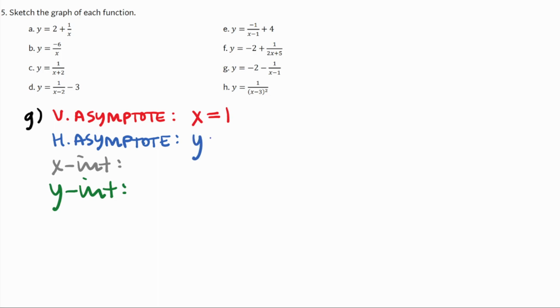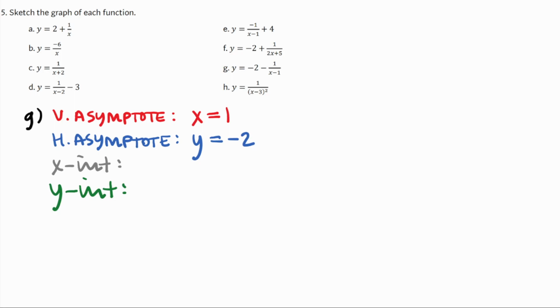Horizontal asymptote, as usual: what is y going to get closer and closer to the bigger x gets? 1 over x minus 1 gets really close to 0 as x gets big. It's not equal to 0, but it gets close to 0. And I'll have negative 2 minus something that's getting smaller and smaller, so y equals negative 2 will be my asymptote.